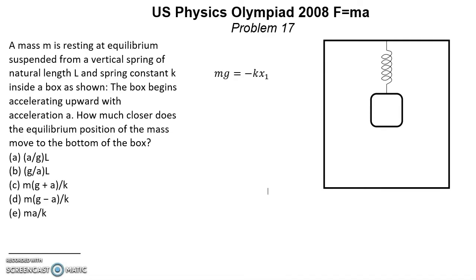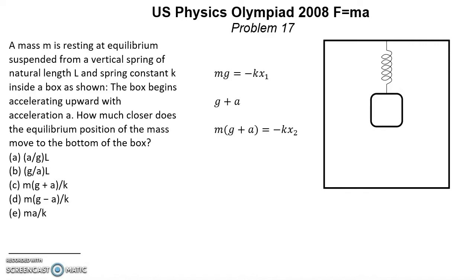If we start to move this box upward with acceleration A, the best way is to move to a new frame of reference, which is going with acceleration A upward. In this frame, we have an additional fictitious force, like additional gravity acting on all bodies. So it means that we can replace gravitational acceleration g with g plus a. In that case, the new equation for the equilibrium position will be this one.